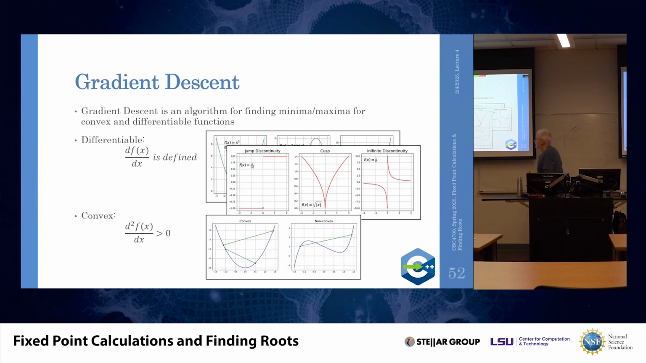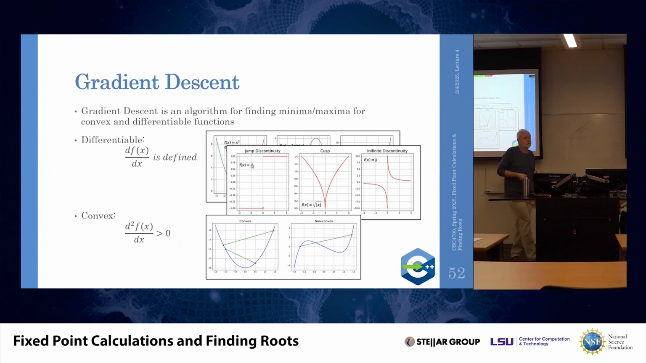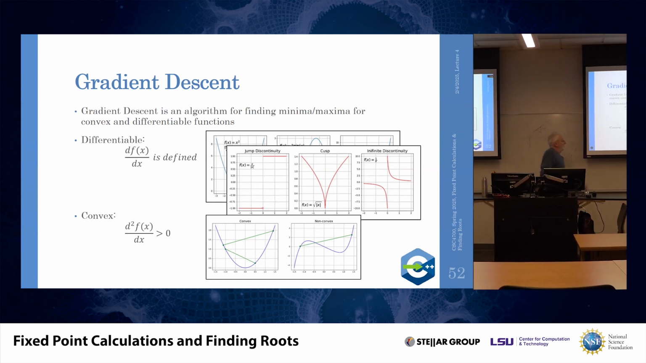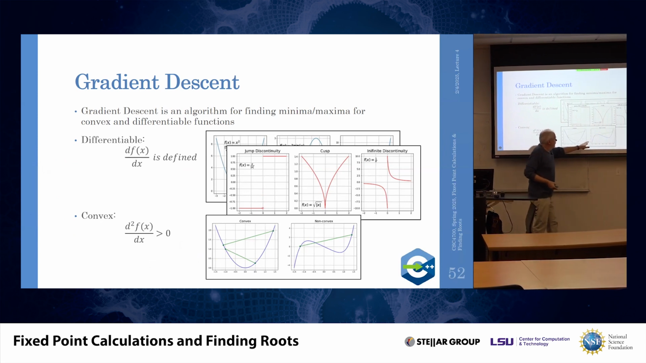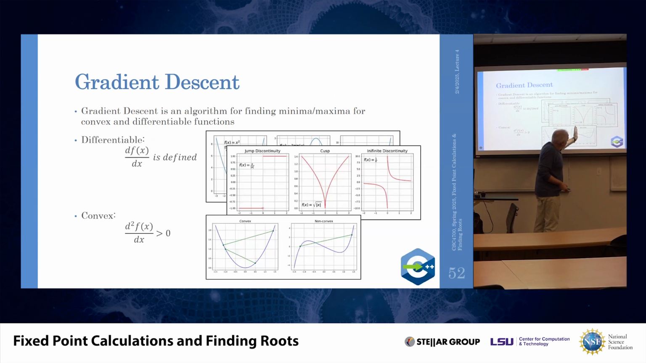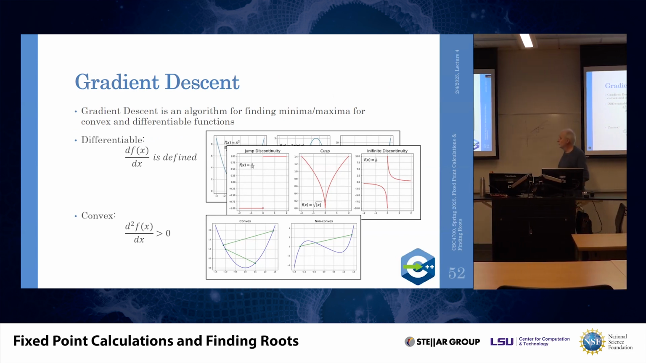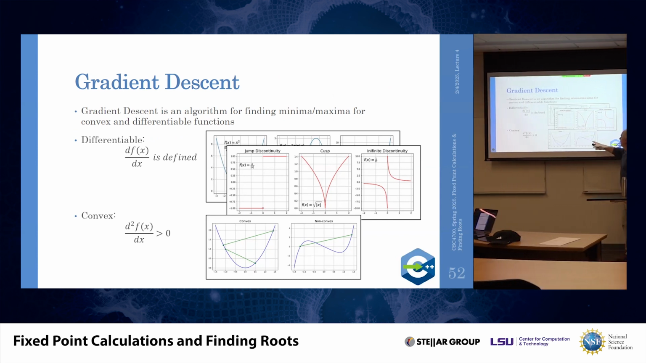And it has to be convex. So the second derivative shouldn't change its sign. So this is a convex function. This is a non-convex function. You can certainly apply gradient descent for the part of the function that is convex, but you have to be very careful not to exit the range of the convexity of that function, because otherwise you might drop into infinity and you will not be able to find your minima anymore.